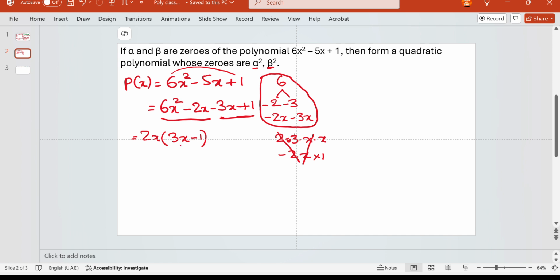Literally you can see that terms are equal, but signs are different. Therefore take minus 1 as common. If I take minus 1 as common, it will be 3x minus 1. Okay, so that is equal to, now which is common here? 3x minus 1. So when you take it as common, what is left out? 2x minus 1. So in order to find the zeros, what you are supposed to do?